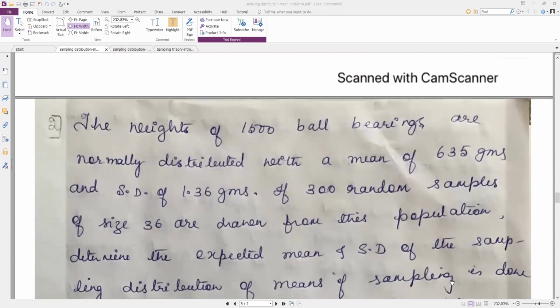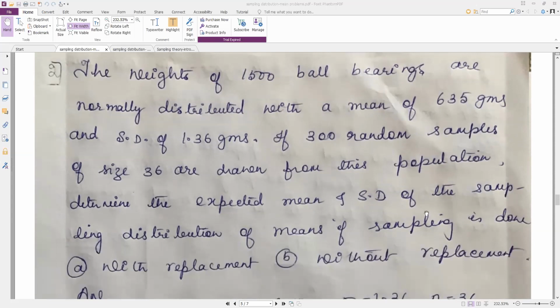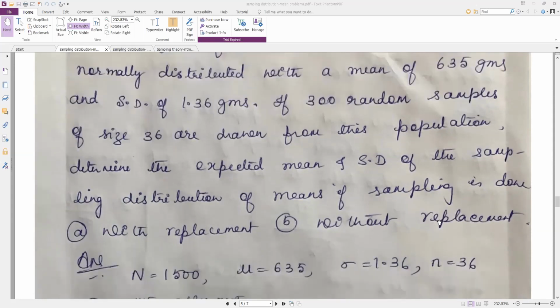Okay, now let me see the next problem. The weight of 1500 ball bearings are normally distributed with a mean of 635 grams and standard deviation of 1.36 grams. If 300 random samples of size 36 are drawn from this population, determine the expected mean and standard deviation of the sampling distribution of means if sampling is done with replacement and without replacement.